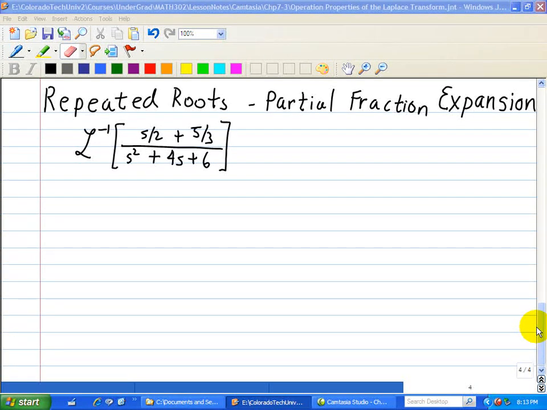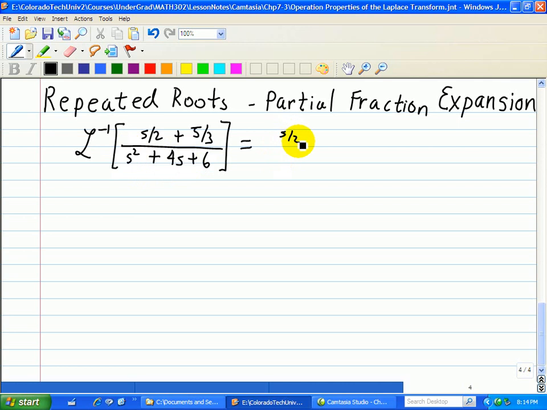So here's another example associated with repeated roots, and we're going to solve this problem by modifying the function so that we can recognize it and put it in the proper form to find the inverse Laplace transform. We note that s squared plus 4s plus 6 has no real zeros, so there are no linear factors. So we need to complete the square in the denominator.